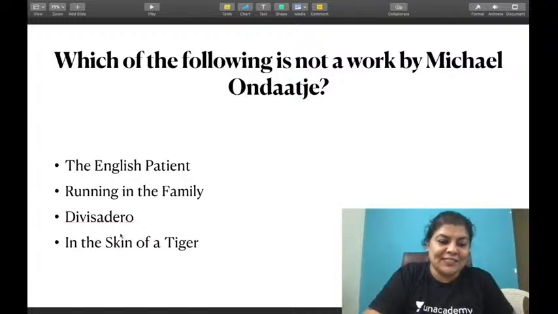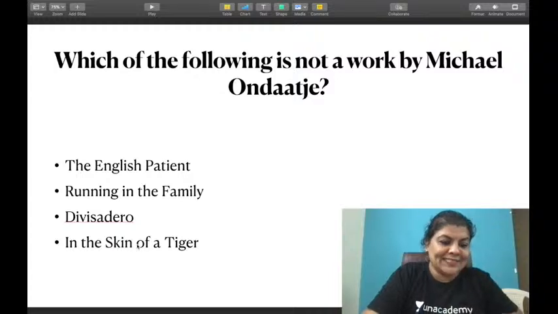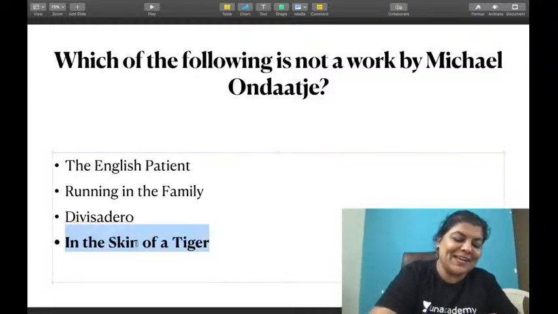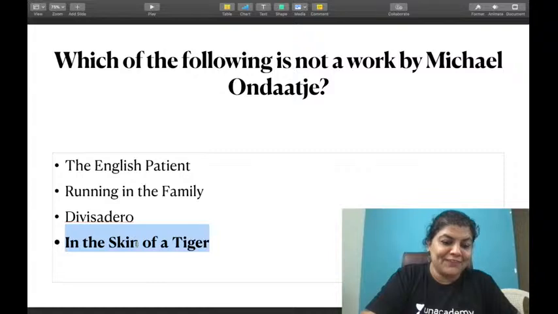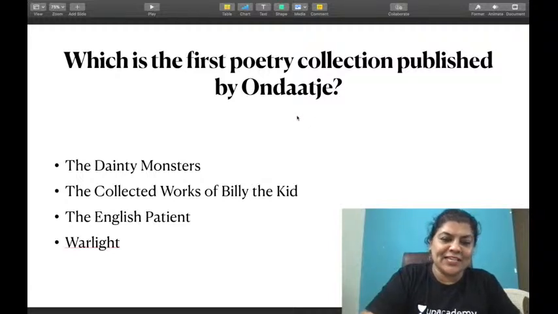Tell me, which of the works is not by Michael Ondaatje? In the Skin of a Tiger is not by Michael Ondaatje, right? It is In the Skin of a Lion. No. Which is the first poetry collection by Michael Ondaatje? Did you know that? Divisadero is a novel by Michael Ondaatje.